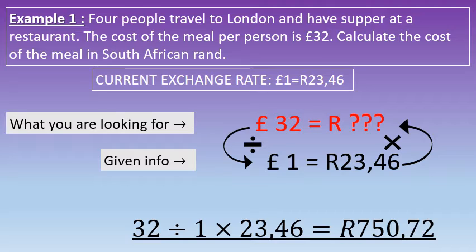So we divide down times up, and we get 32 divided by 1 times 23 rand 46 gives us 750 rand 72 cents. That is the sad truth, that if you spend a mere £32, which is really easy to do, you're almost spending 1,000 rand. How depressing. Next example.